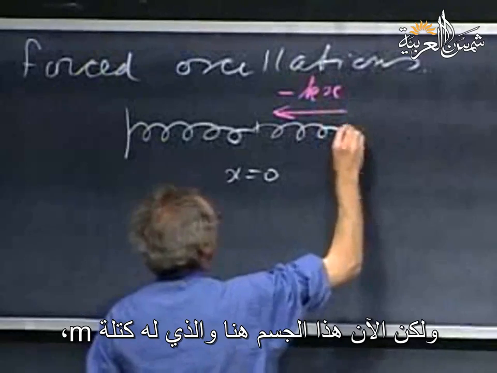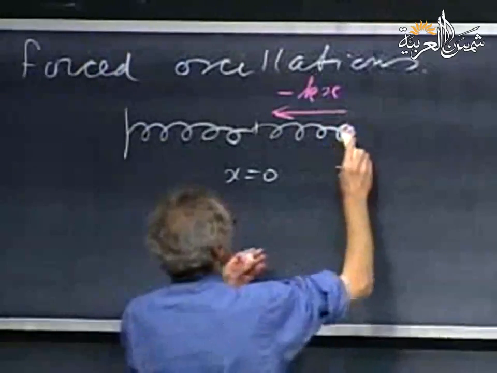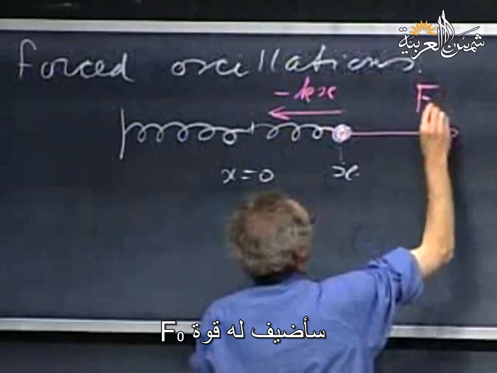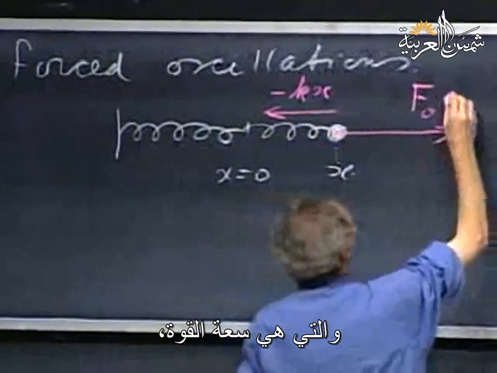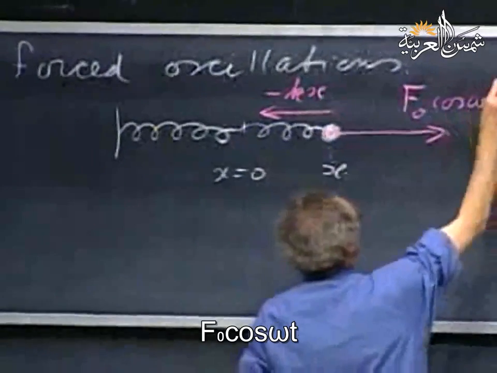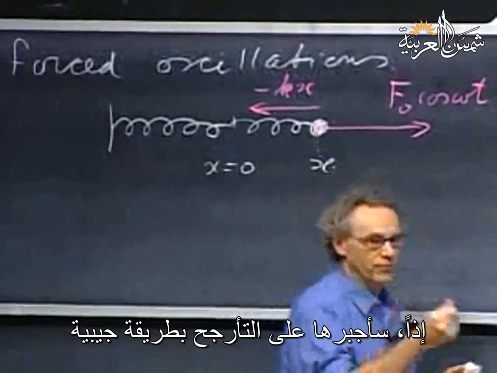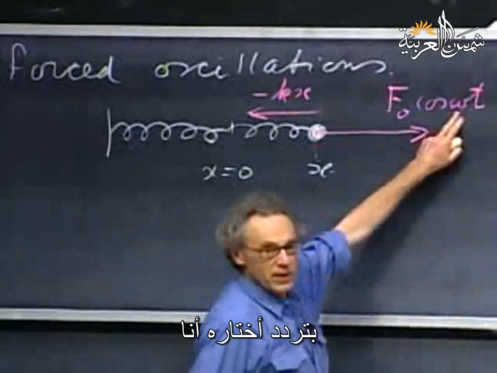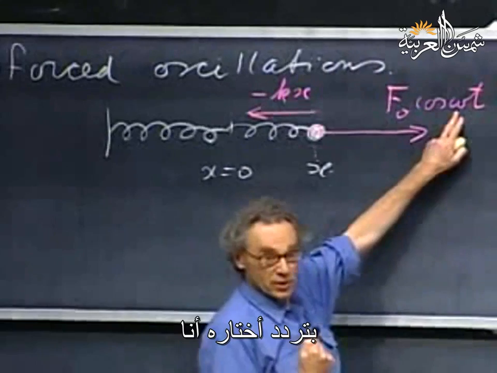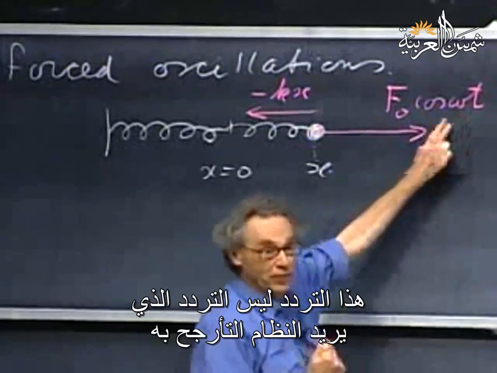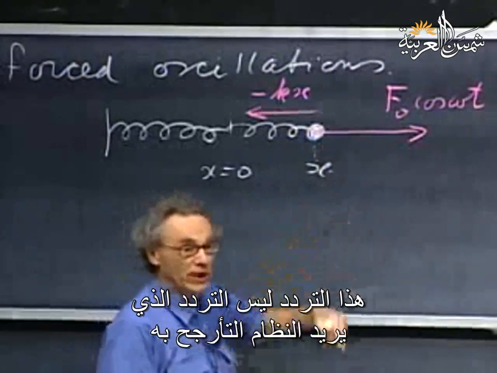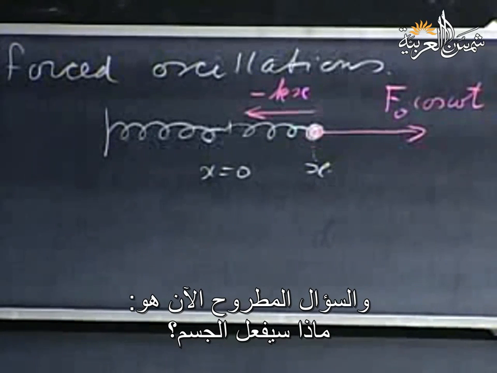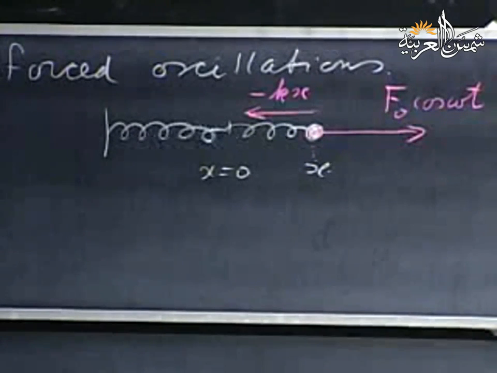But now, this object here, which is mass m, I'm going to add a force to it, F0, which is the amplitude of the force, times the cosine of omega t. So I'm going to force it in a sinusoidal fashion with a frequency that I choose. This frequency is not the frequency with which the system wants to oscillate. It is the one that I choose. And I can vary that. And the question now is, what will the object do?